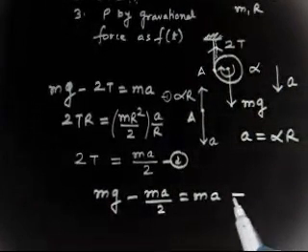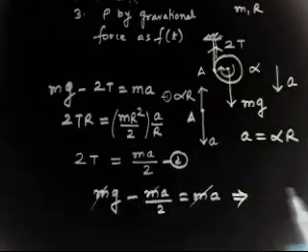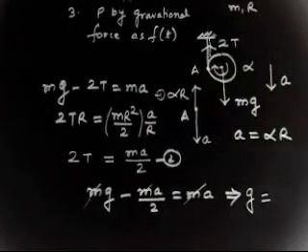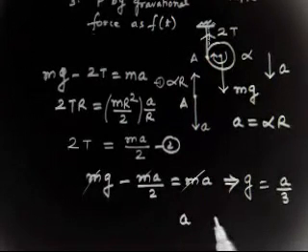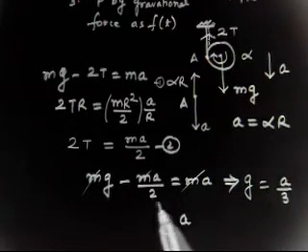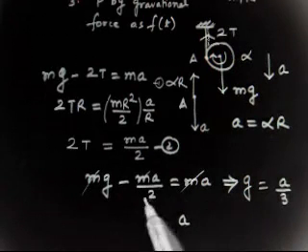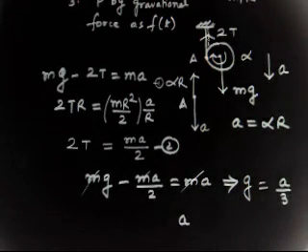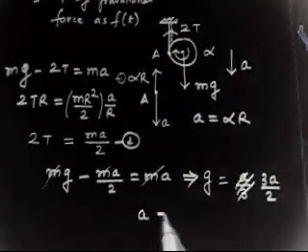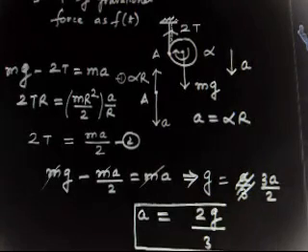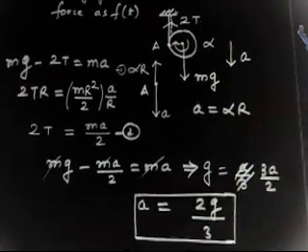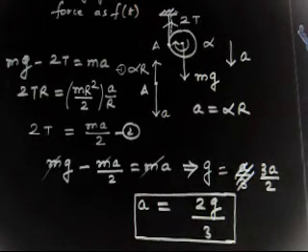Now if you solve for ma, the m goes out, so you will have g equals a plus a by 2. So a is basically, let me check. If you add 1 plus a by 2, this is 3a by 2. So you will have 3a by 2. Are you getting? So a is equal to 2g by 3. So the acceleration of this center of mass is given by 2g by 3. Now I know the alpha. Alpha is basically a times r.